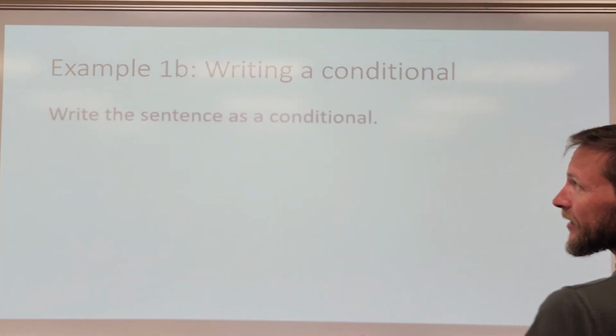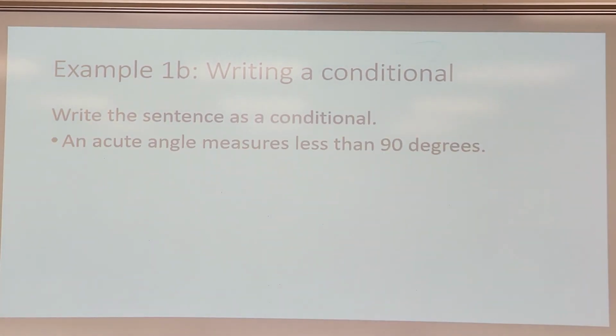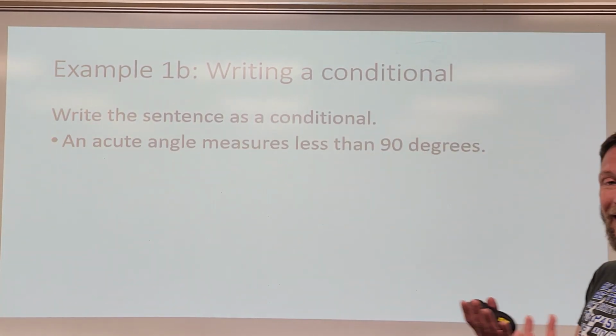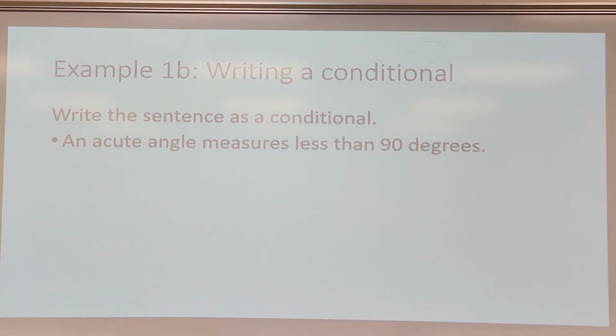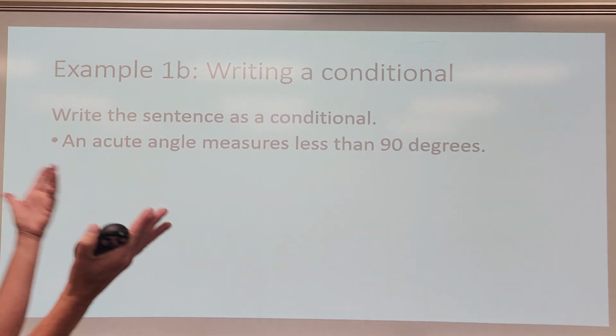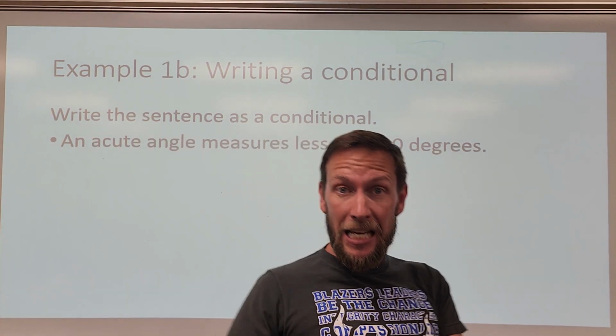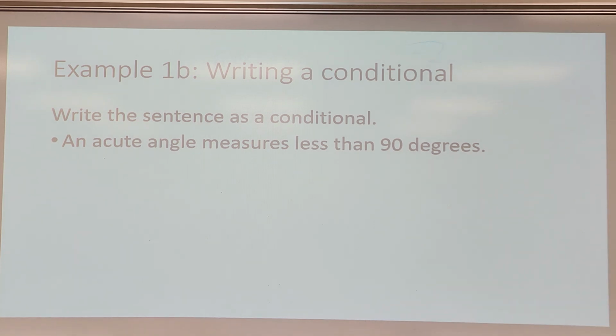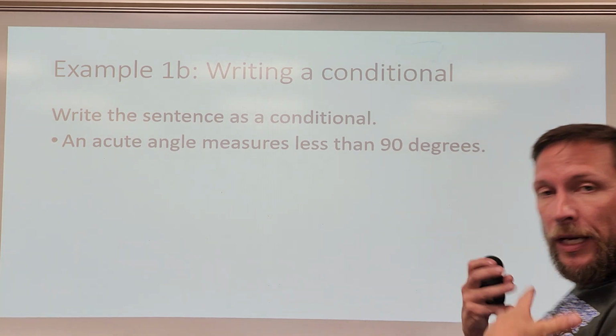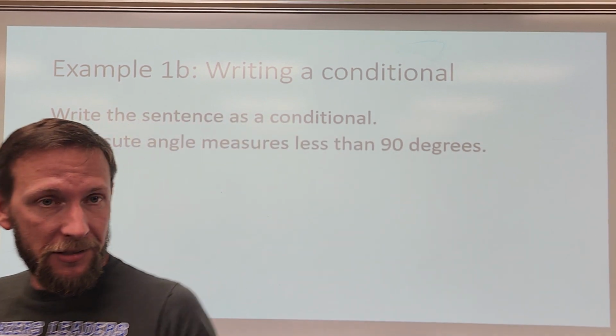You may have a statement that is not written as an if-then, but then we will be tasked with thinking about how to write it as an if-then statement. An acute angle measures less than 90 degrees. This is a fact, this is a true statement. How can we write that as an if-then? There's maybe multiple ways, based on the way that the English language works again, in which we can make an if-then statement from this sentence.